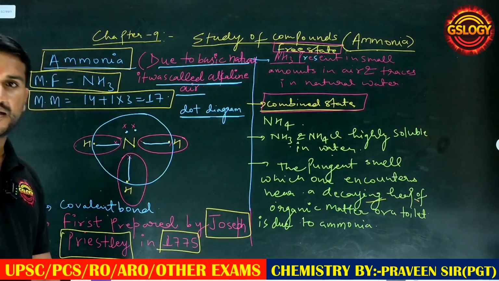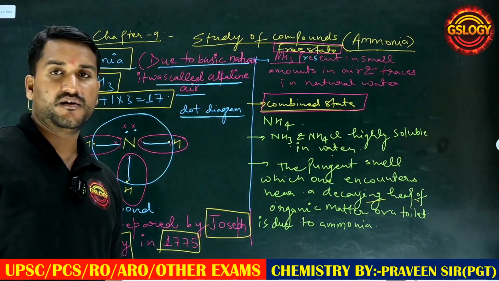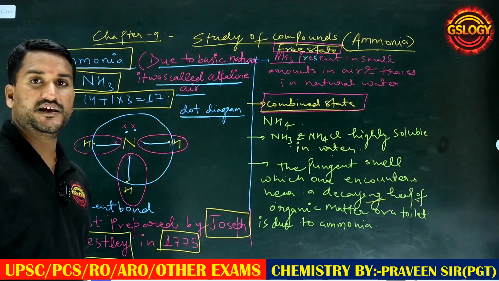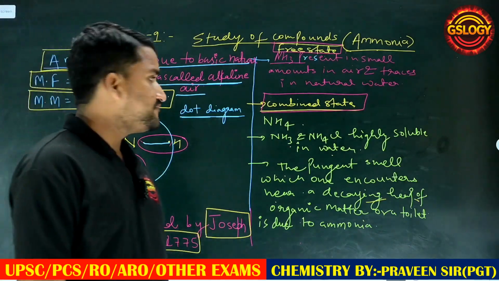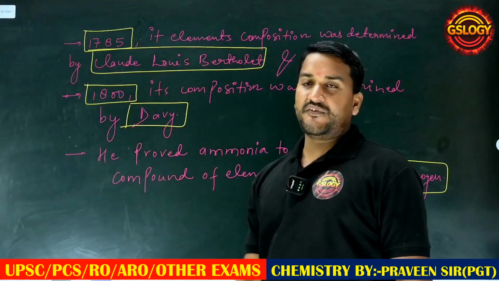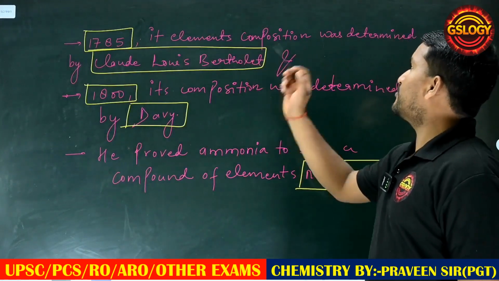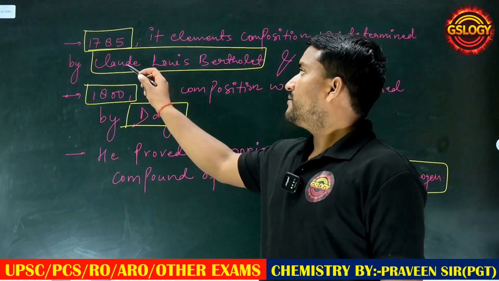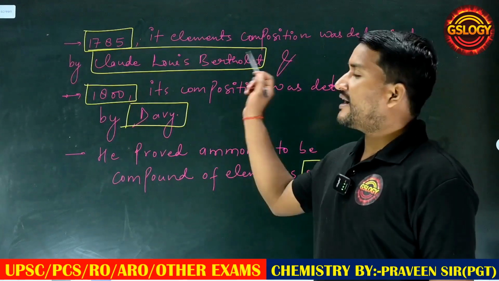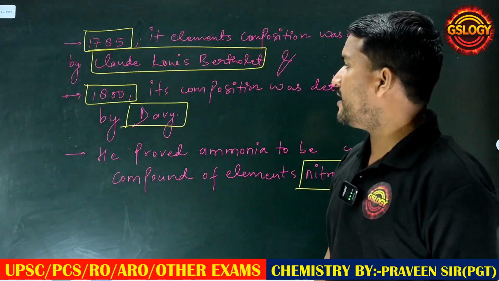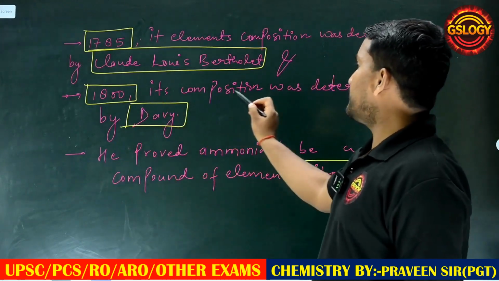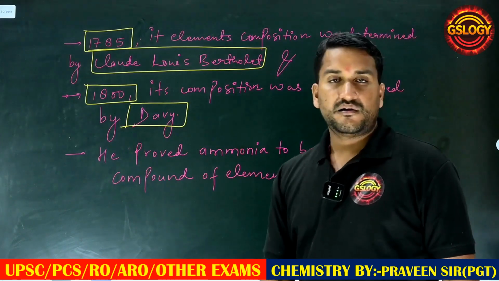by Joseph Priestley. Who first prepared ammonia? Joseph Priestley. In which year? 1775. Clear? And in 1785 its elemental composition was determined by Claude Louis Berthollet. Clear? And who determined the composition of ammonia? Louis Berthollet. And in 1800 its composition was determined by Davy.